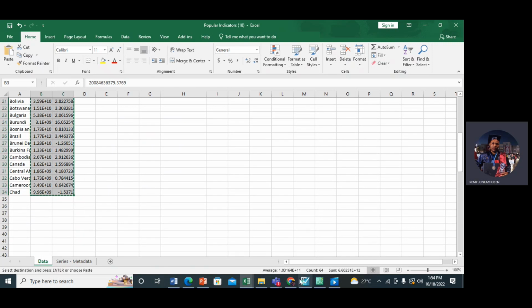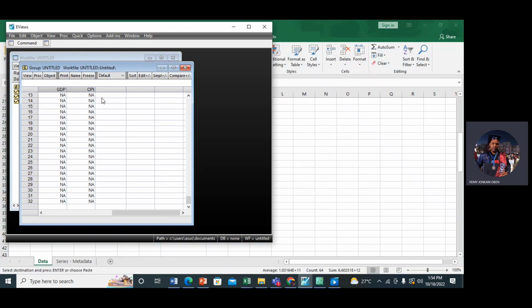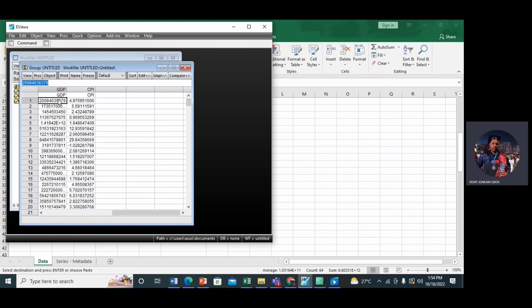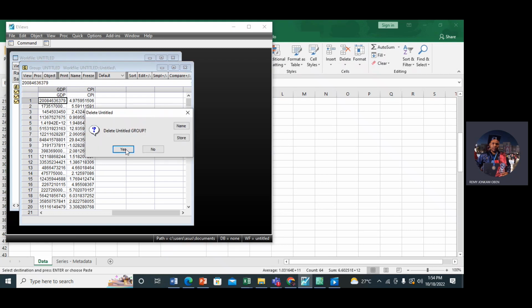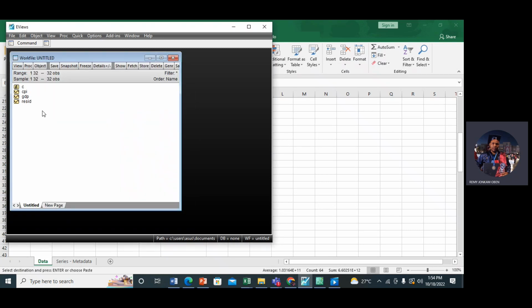Just copy, come back to eViews, and you paste. Always make sure you paste in the first cell, right? So once you have pasted, you can now delete it. And you see that is the data there. We have CPI data, GDP data. So that is how you can import data from Excel to eViews, whether time series or cross-sectional.